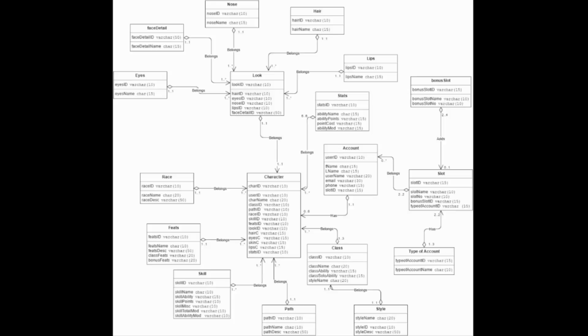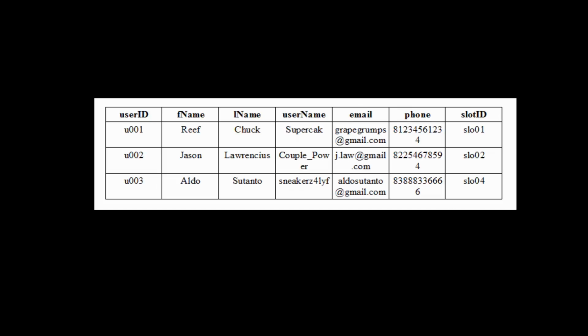This is why one type of account has 2 and only 2 regular slots, and one slot can be owned by 1 to 3 types of account. Last but not least, one bonus slot adds 0 to 1 many slots, but one slot can be added by 2 to 4 slots.